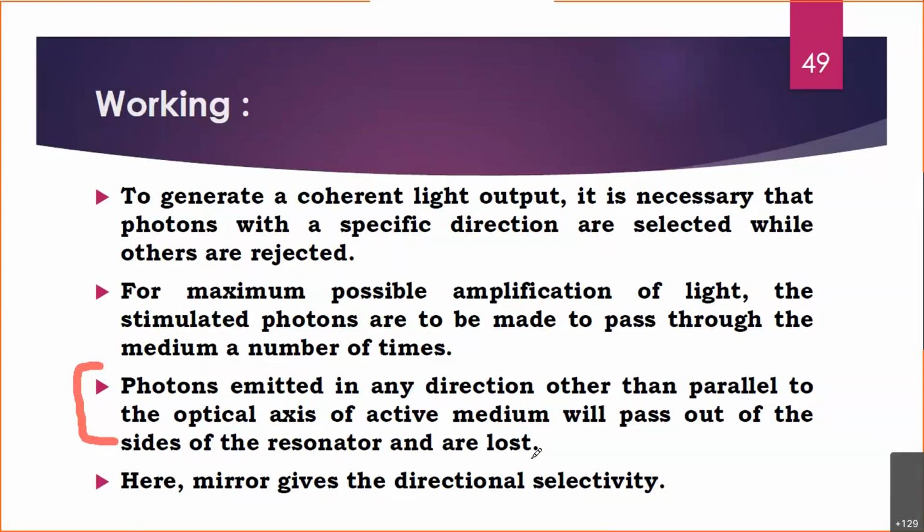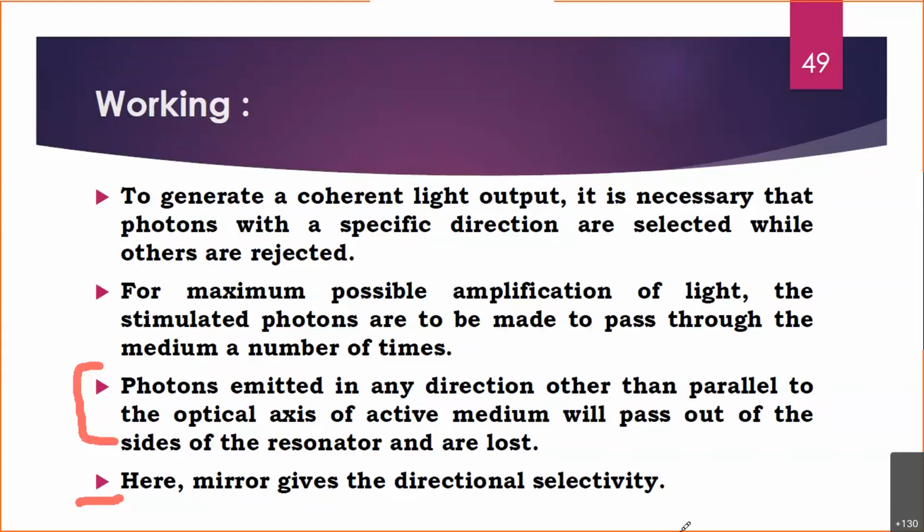You must know that these are the properties of laser light, that it has to be highly coherent as well as highly directional. So if you keep all such random photons in the system, then directionality will not be there. That is why I have written at the end that the mirrors give the directional selectivity. And that is why I told you in the beginning that this mirror has to be perpendicular to the optical axis of the active medium. If it is, then only you will get the maximum directionality. But if you make a certain angle or tilt it, then you see changes in the directionality property of laser light. So this is the working principle.